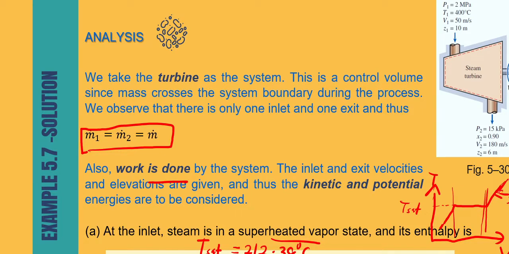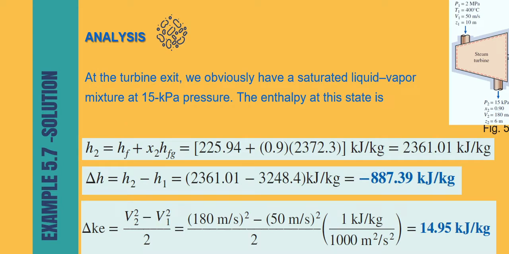So what state is your steam in? Obviously, if your T is higher than T saturated, it is in the superheated vapor state. That's why you need to refer to the superheated vapor table. In the superheated vapor table, at P equal to this and T equal to this, you find the value of H. According to table A6, H equal to this. And then find H2.